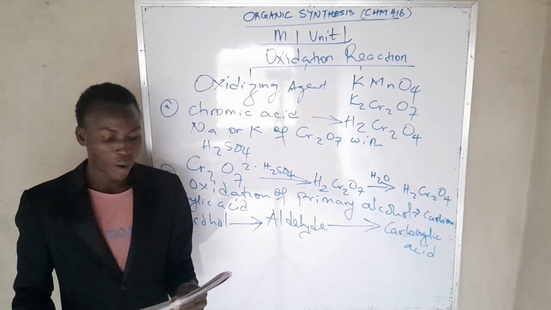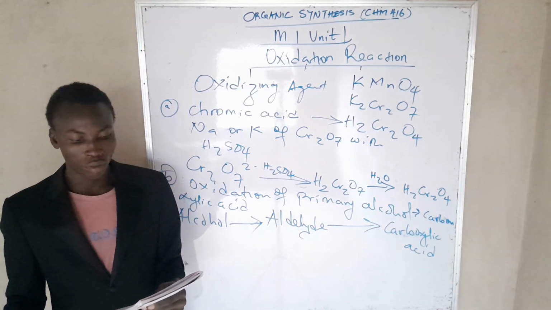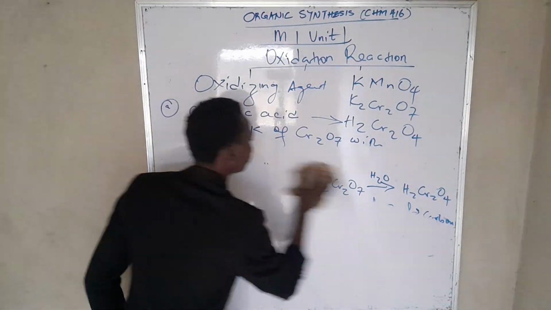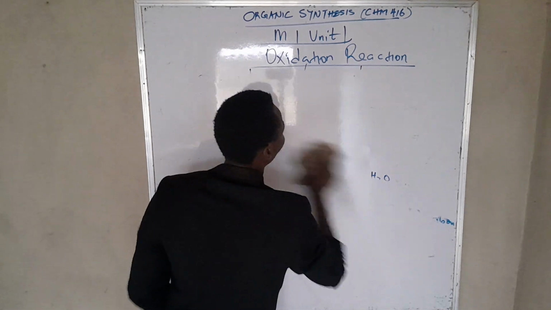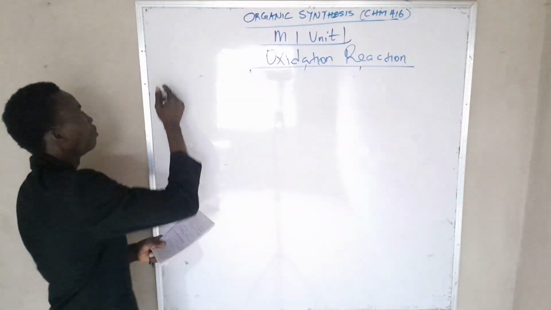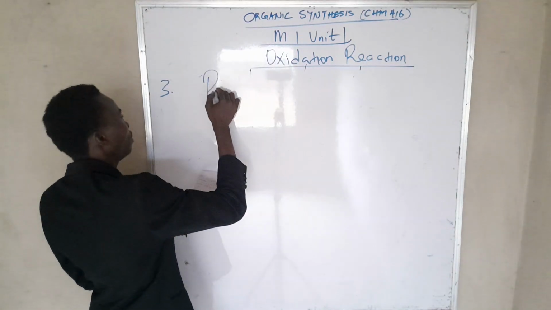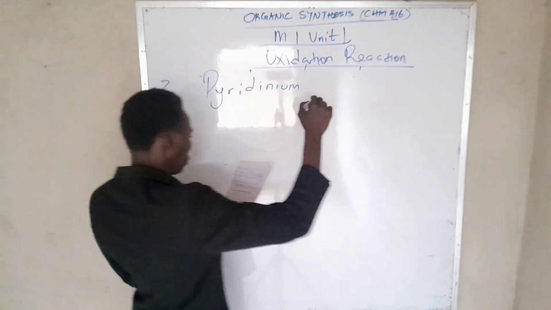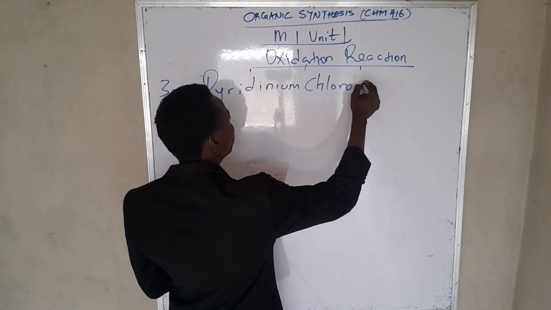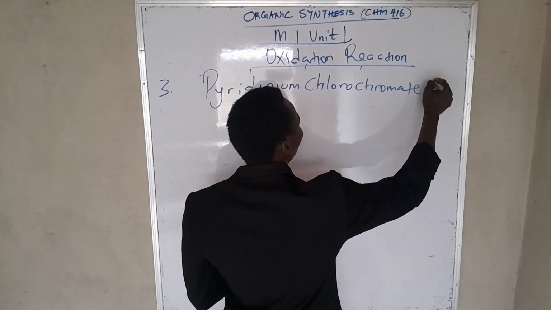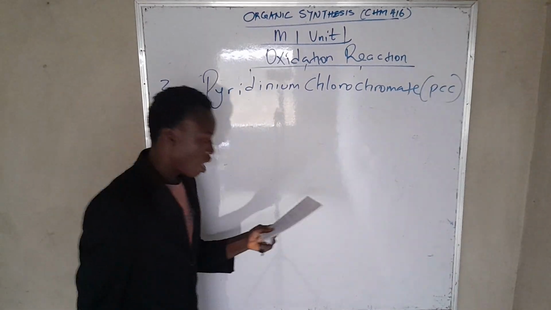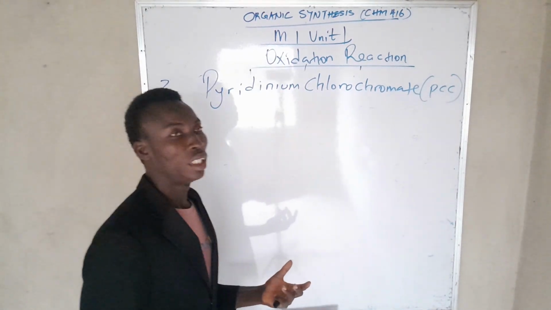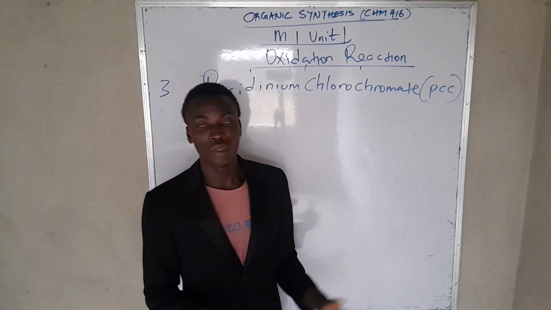Now, another one that we have to discuss right now is number 3, which has to do with pyridinium chlorochromate, which is PCC. Now, this compound is also one of the typical agents that we use in the oxidation process.